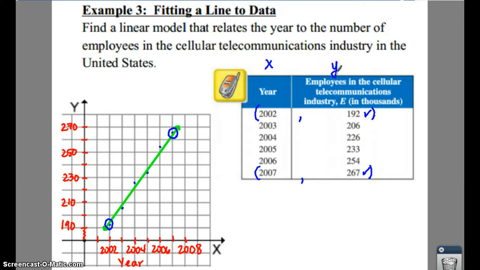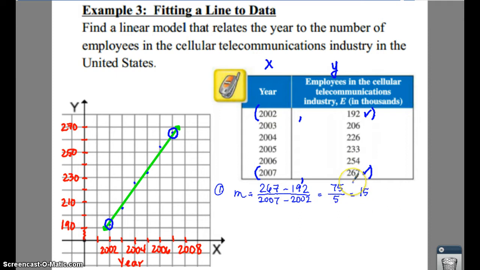In order to write the equation of a line, the first thing you need to do is find your slope. We find our slope by saying m is equal to the y value of your second point minus the y value of your first point, so 267 minus 192, all over 2007 minus 2002. When we subtract those, we get 75 over 5, which gives us a slope of 15. So there's your slope.